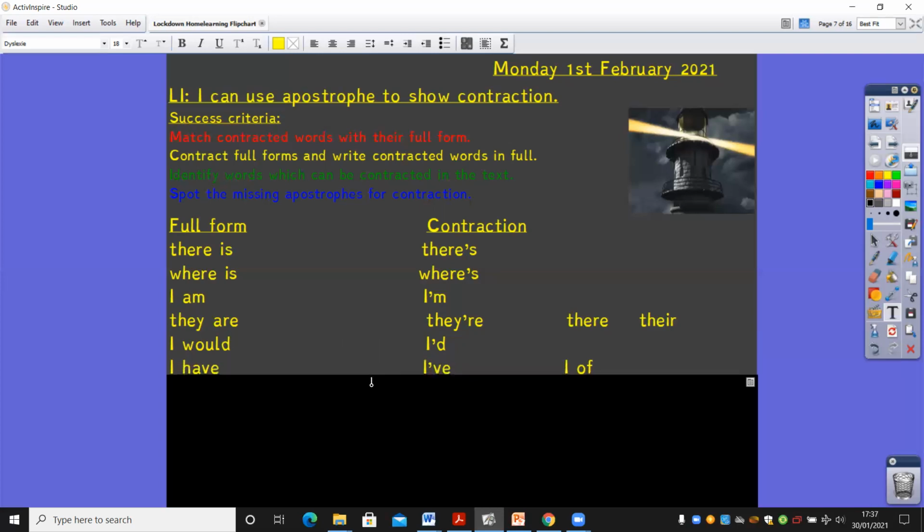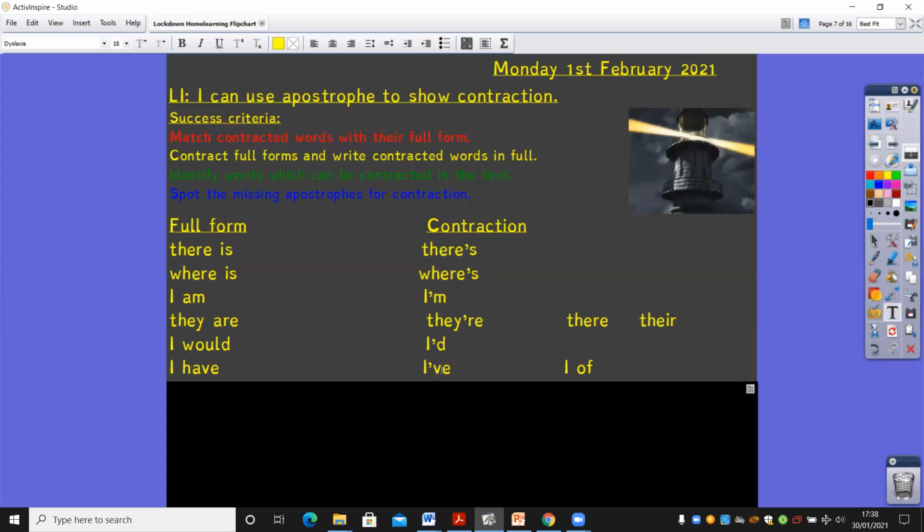Lovely. Now let's have a look at another example. I have. How many letters will get squashed out and replaced by an apostrophe, children? That's right, 2 letters, H and A, squashed out and they are replaced by an apostrophe. So we end up with the word I've.